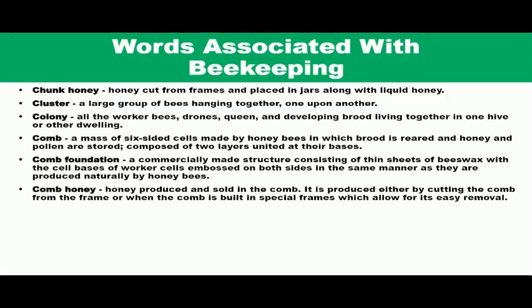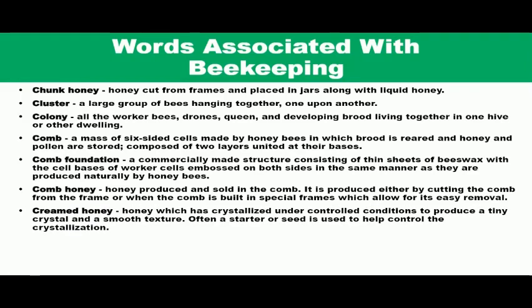Then we look at the comb honey. That is honey produced and sold in the comb, all right? It is produced either by cutting the comb from the frame or when the comb is built in special frames which allow for its easy removal. You want to sell the honey in combs. So you will be talking about the comb honey. Instead of bottling it, you sell it in combs.